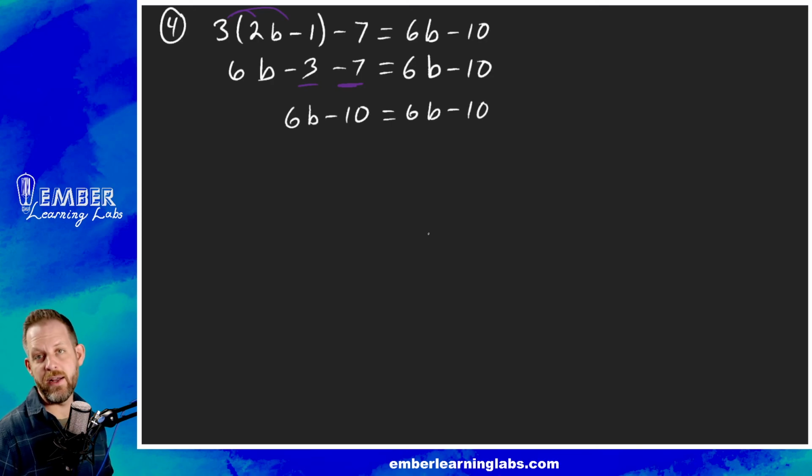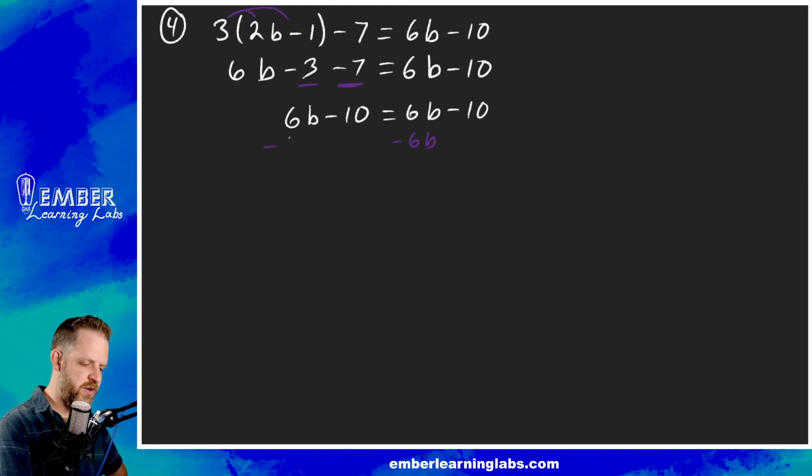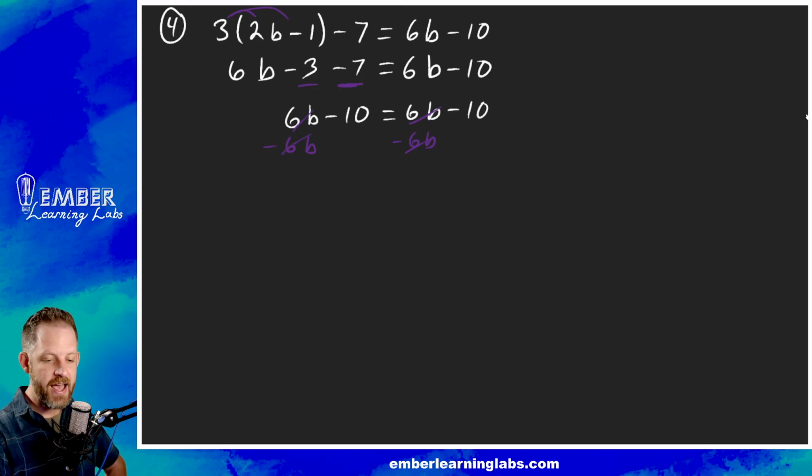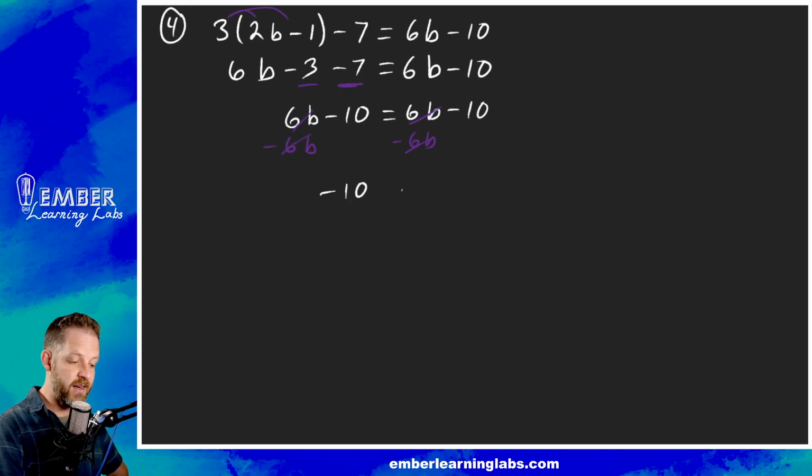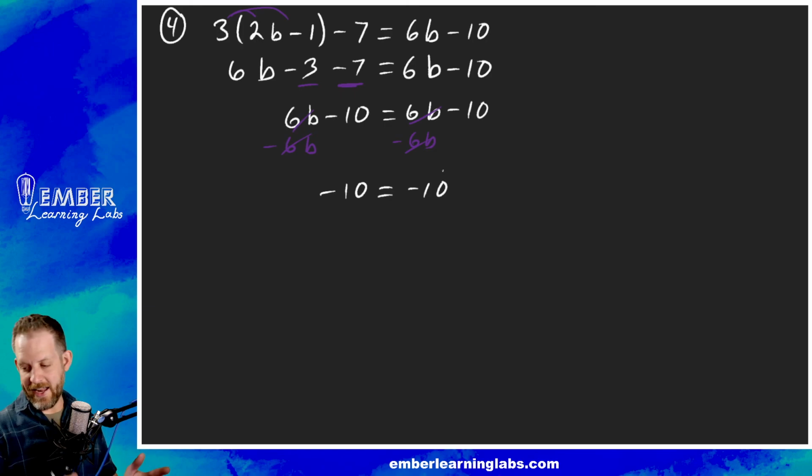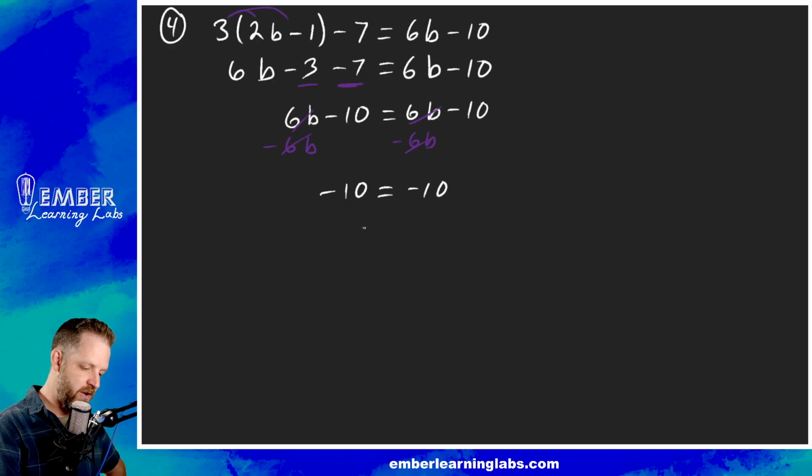You could probably quit right there, but we're gonna make sure we get that last little bit so you understand what's going on. We're gonna subtract 6b over here. If we subtract 6b over there, we got to do it over here too. That one cancels with that one, and we are left with negative 10 equals negative 10. Our variable poofed. So is that true or is that false? That is in fact true. So the answer to this problem is all real numbers.